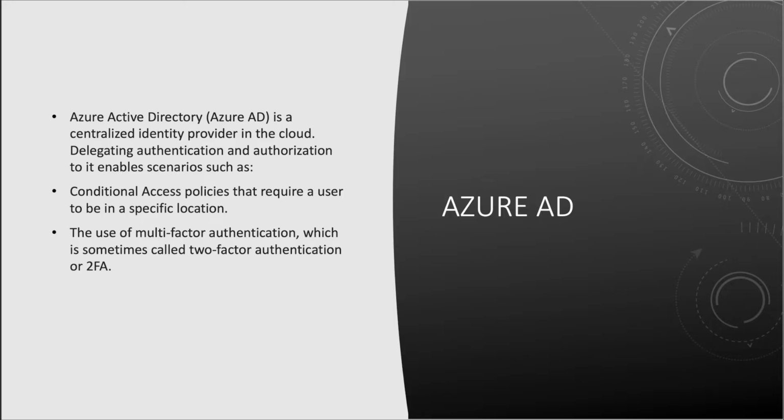So Azure AD, we've talked about this in the last one, is going to be your centralized identity provider, and you can do conditional access policies that require a user to be in a specific location, which is kind of interesting. You can set it up for home office, or you need to be on a VPN to access certain resources, or you need to be in an office, geofenced somewhere in particular to access a certain thing.